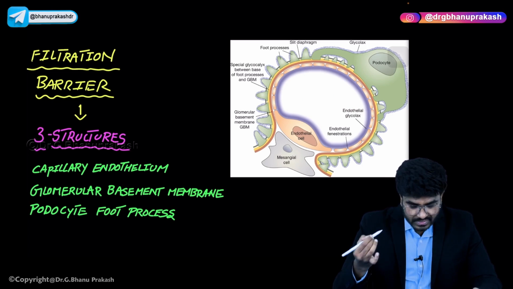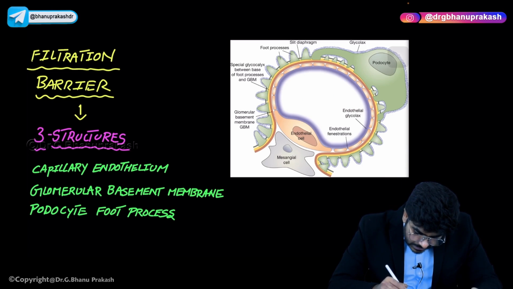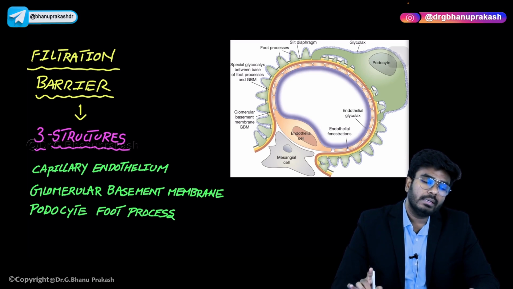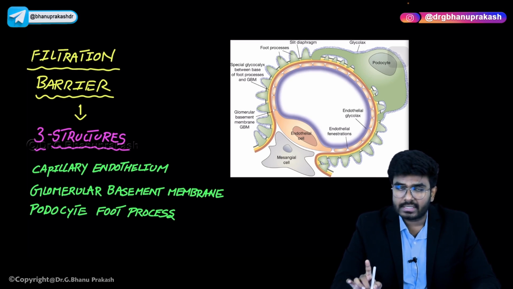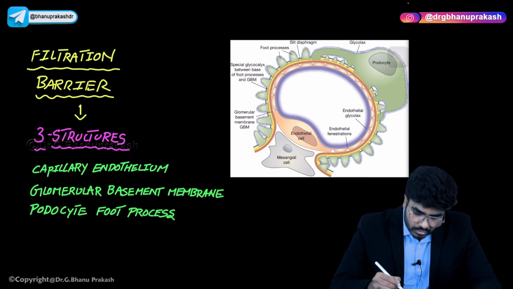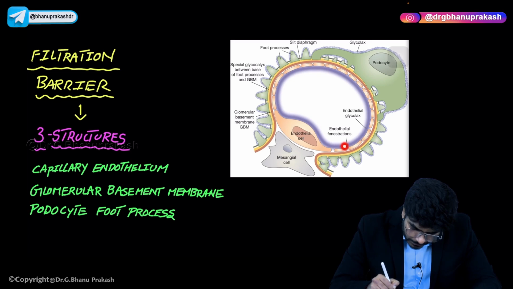Now if you see, these endothelial cells have certain gaps between them. See, these are the gaps present between the endothelial cells, and these gaps are known as fenestrations. So fenestrations are present in endothelial cells. The gaps between the endothelial cells are known as fenestrations. So this is one layer, the first layer we are talking about.